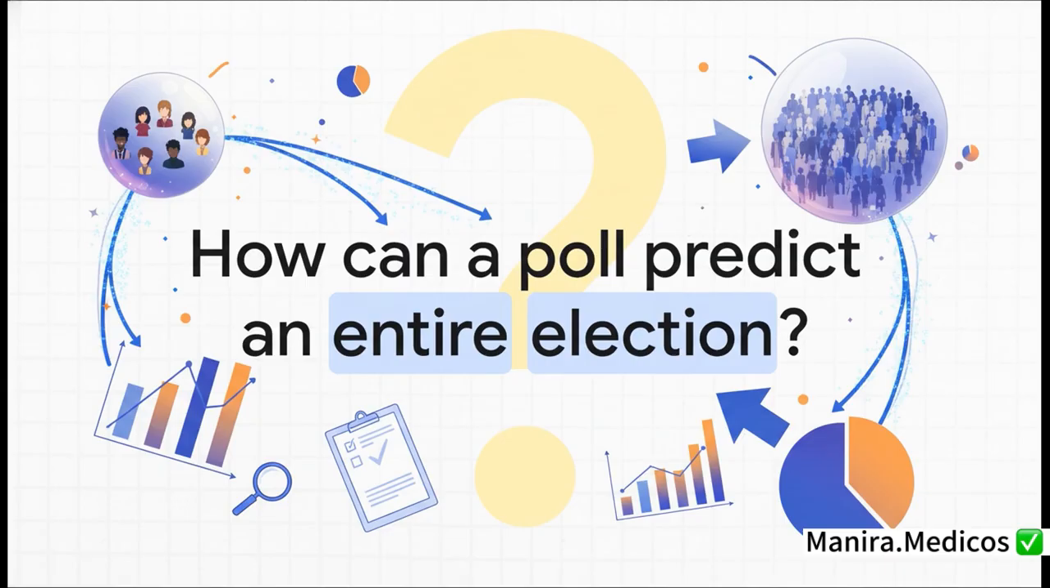You poll just 1,000 people, a tiny fraction of the population, and somehow you can predict how millions are going to vote. Well, that's the power of inferential statistics, and it's the core question we're going to answer today. How do we make that incredible leap from a small sample to the big picture?